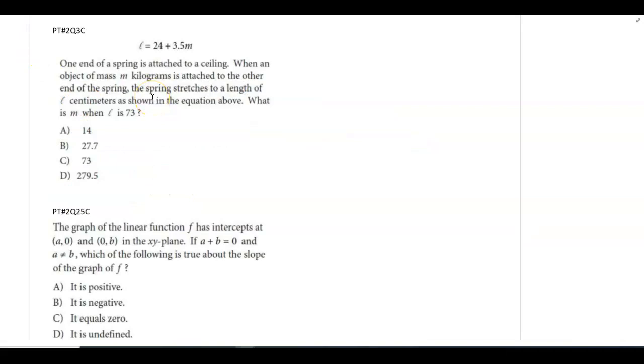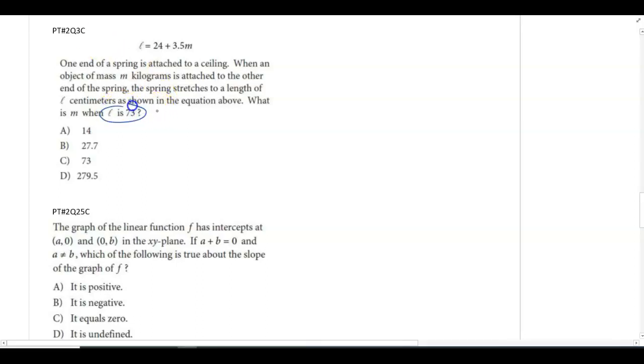Okay, so you're given this function here, and it says one end of a spring is attached to a ceiling. When an object of mass M kilograms is attached to the other end, the spring stretches to a length of L centimeters, as shown in the equation above. What is M when L is 73?